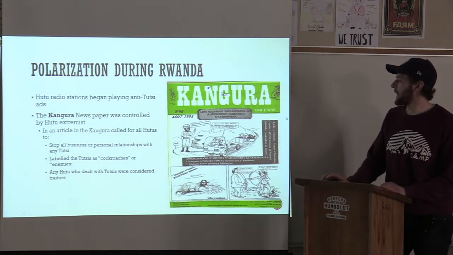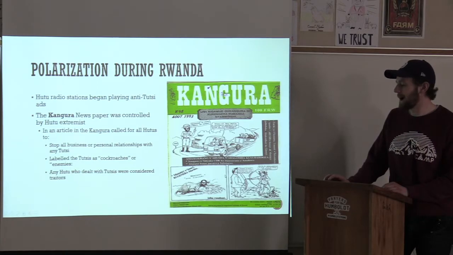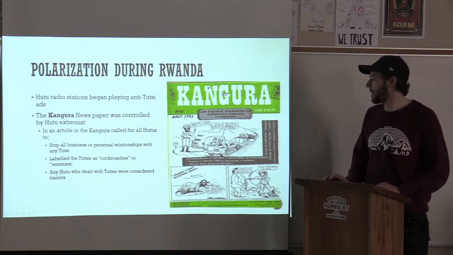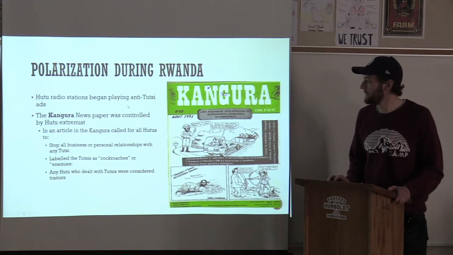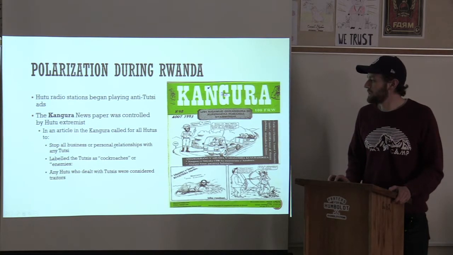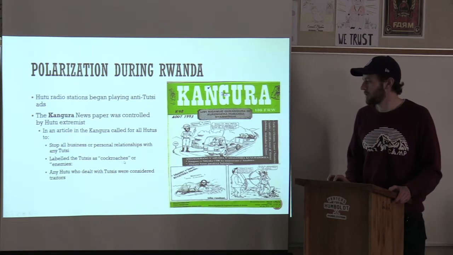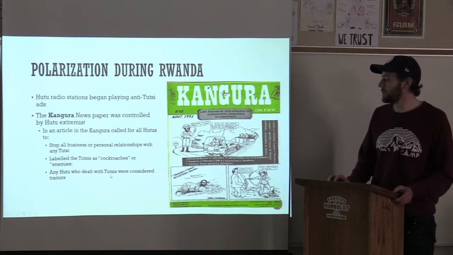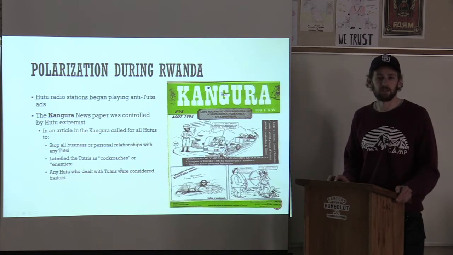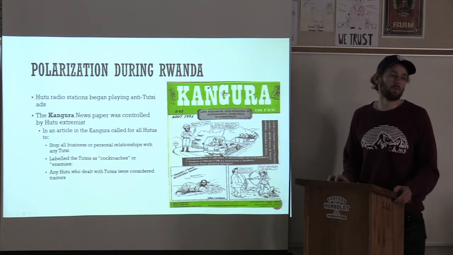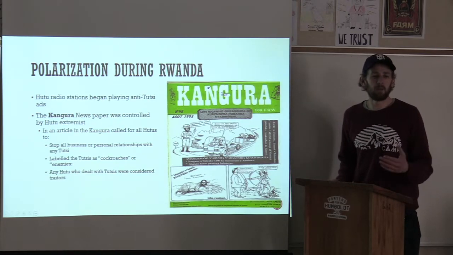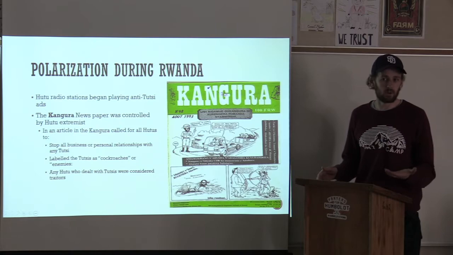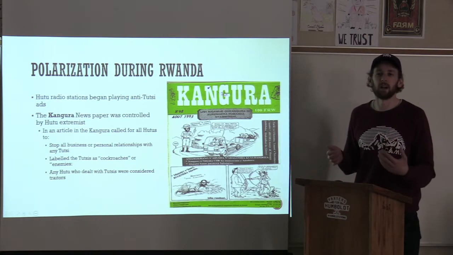In Rwanda, you have the Kangura newspaper, which began to promote ads and cartoons calling the Tutsis cockroaches and calling for people to take action against the Tutsi. You'd see all businesses would stop their relationships with the Tutsis. The Tutsis were going to be labeled as cockroaches, and any Hutu who dealt with the Tutsis would assume the same status as a Tutsi. So even if you're a Hutu and you had friends who sympathized with the Tutsis, if that became public knowledge, you then almost lost your Hutu status and became a Tutsi just by association.